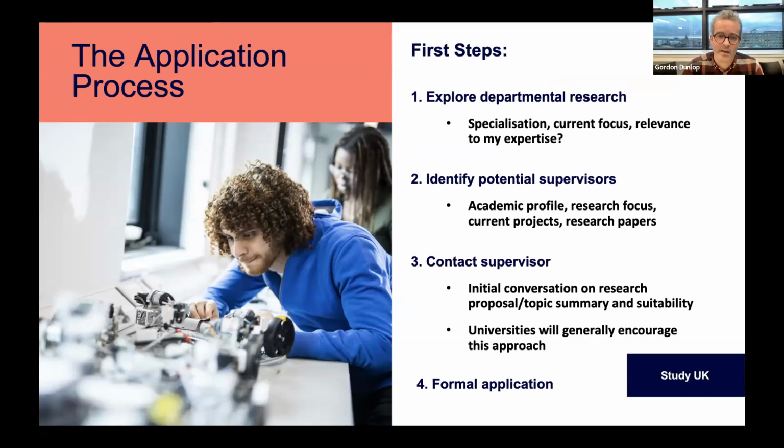And if that is the case, then step two is to identify potential supervisors. So check out the academic profiles. Again, these will be available on the university's website. Look at their research focus, their current projects, the research papers they have produced. Is that relevant to your specific subject area? And if so, we can move on to step three, contacting a supervisor.